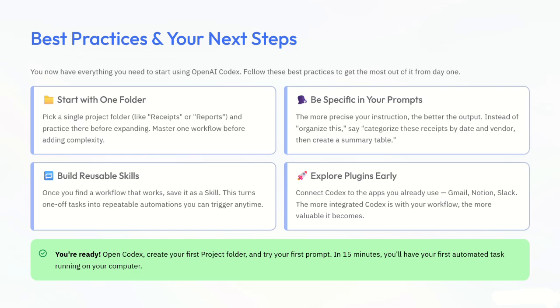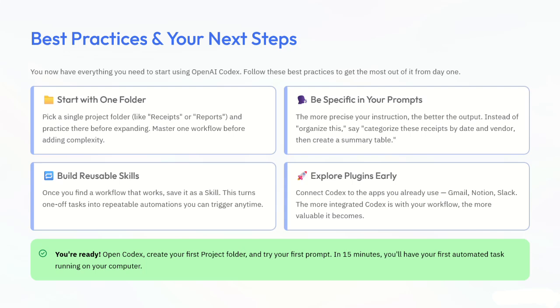Okay, so we are at the very last slide of this video, and this is also very important, and this will tell you what you have to do, because you have watched the video. Now you need to take some action. Okay, so if you are just starting with Codex, begin with one simple project folder. Don't try to automate everything at once. Practice with a single workflow first.